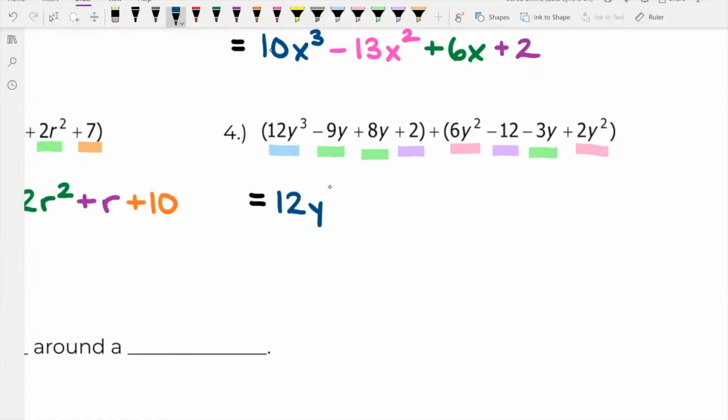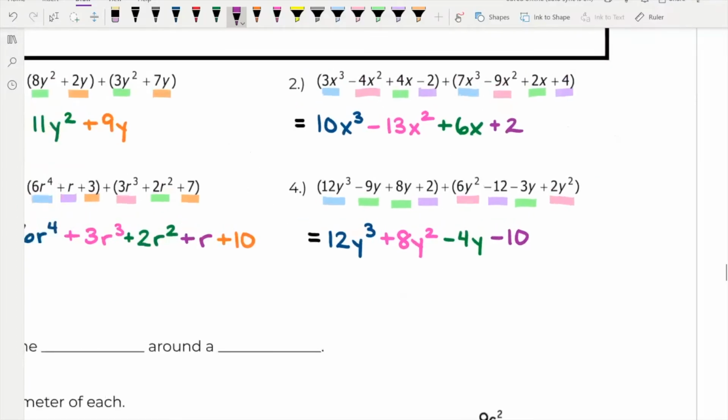So I have 12y to the power 3. My y squareds, I have 6y squareds plus 2 more, so that's 8y squared. So even though that's within the same polynomial, I'm just collecting those like terms. I have negative 9y plus 8y, so that brings me up to a negative 1y just in that first polynomial. And then I'm adding a negative 3y, so that's going to give me a negative 4y total. And then I have my constants, which are the positive 2 minus 12, which is negative 10.